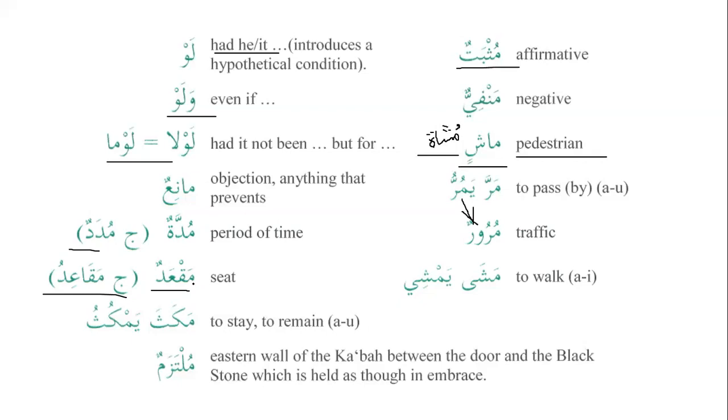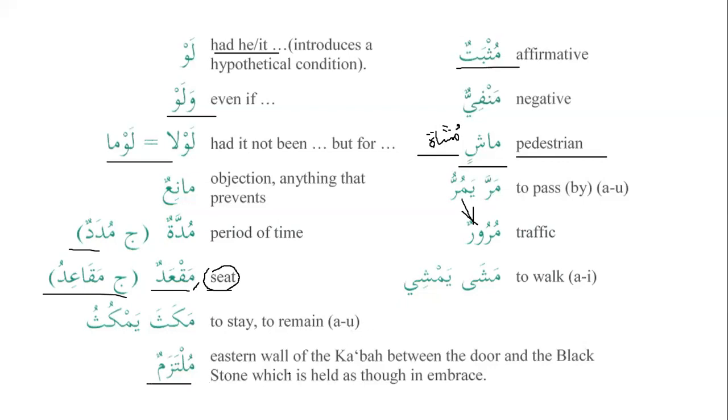If it comes with kasra, then it will be miq'adun, then it will be ismul ala. So it can also be ismul ala, a seat, which is a kind of instrument as well. So maq'ad is the place of sitting, and miq'ad will be a seat, or it means ismul ala. Makatha yamkuthu, to stay, to remain. And then we have masha yamshi, to walk.